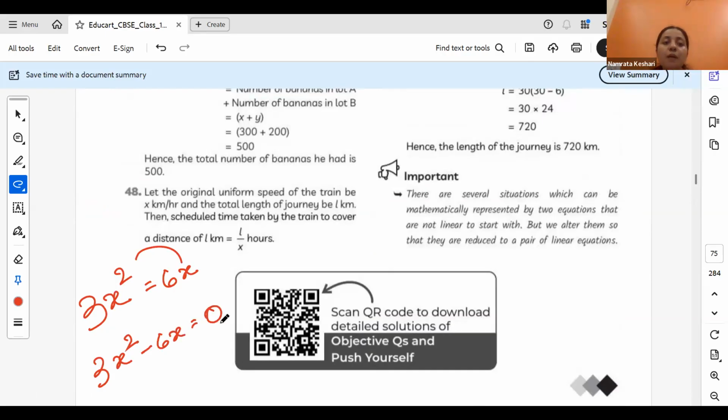Now you need to use the method of factorization. That doesn't mean that every time you have to use splitting the middle term. Splitting the middle term is not the only way to do the factorization. In class 9, the whole polynomial chapter is filled with factorization: how to factorize a quadratic polynomial, a cubic polynomial, how to use identities. So here we will do factorization. I'm not telling you to split the middle term because that is not the only way.